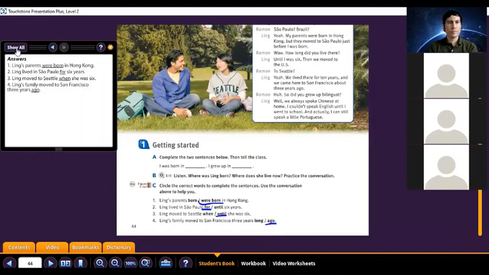Okay. So here we have the answers. The first one, Ling's parents were born in Hong Kong. Ling lived in Sao Paulo for 6 years. Ling moved to Seattle when she was 6. Until means in Spanish hasta. But here it says that Ling moved to Seattle when she was 6, cuando ella tenía 6 años. And number 4, Ling's family moved to San Francisco 3 years ago. It is recent.